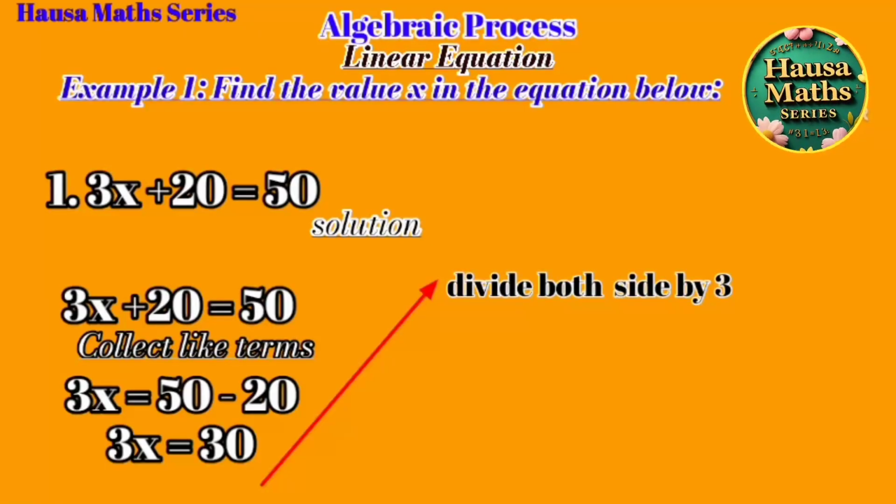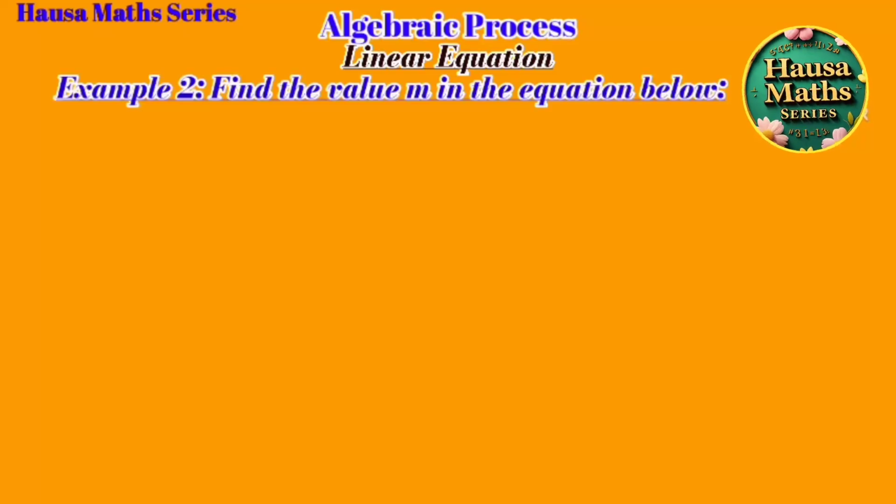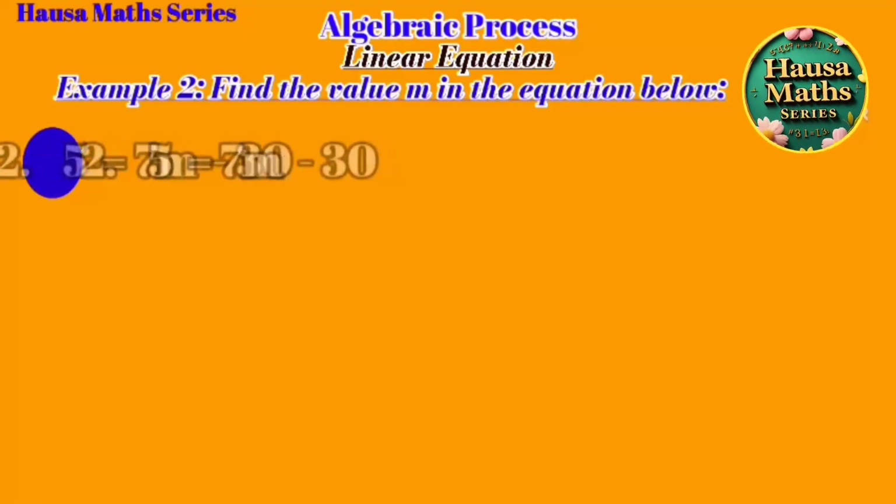So if you have 3x is equal to 30, to get the value of x, we are going to divide exactly by the coefficient of x, which is 3. So we are going to divide both sides by 3. When we divide 3 by 3, 3 cancels 3, then it will remain only x. Therefore 30 divided by 3 is 10. Hence x is equal to 10.